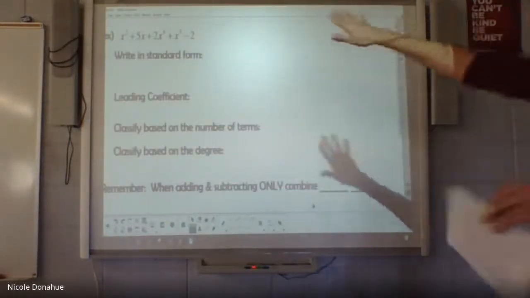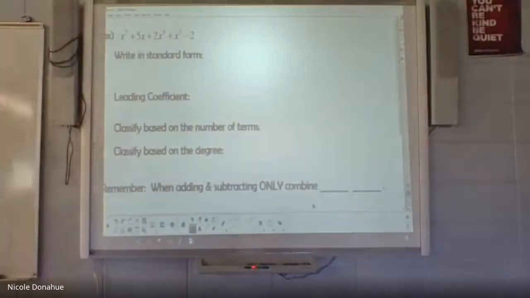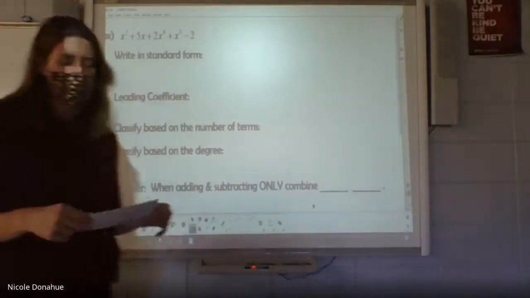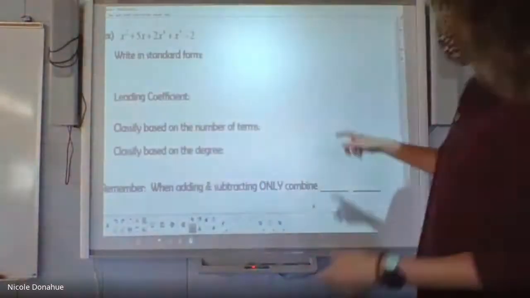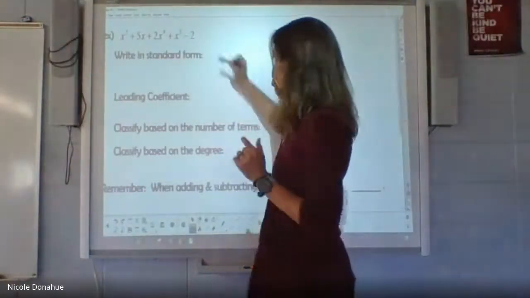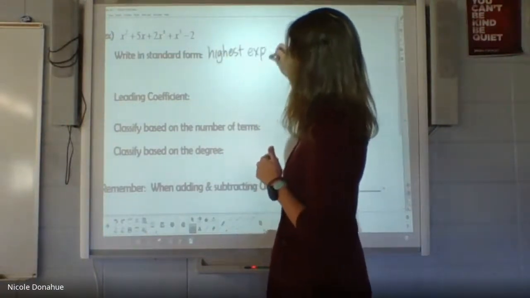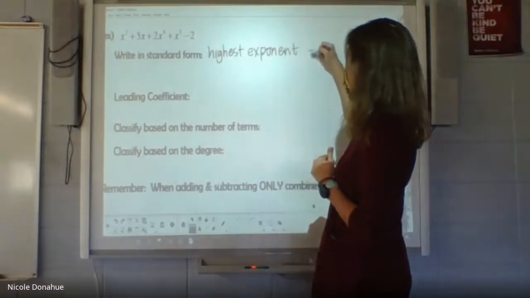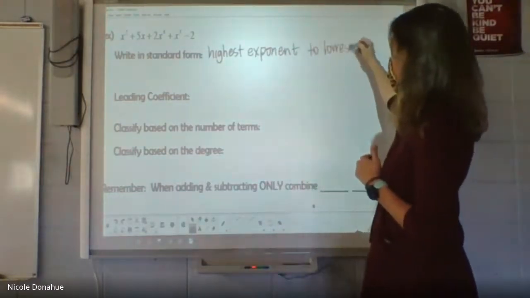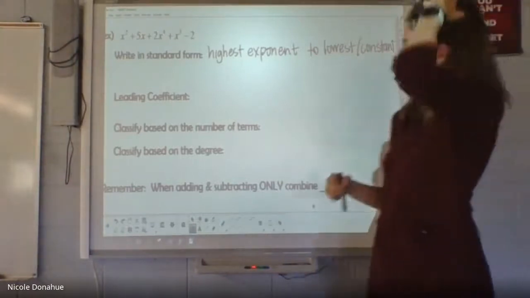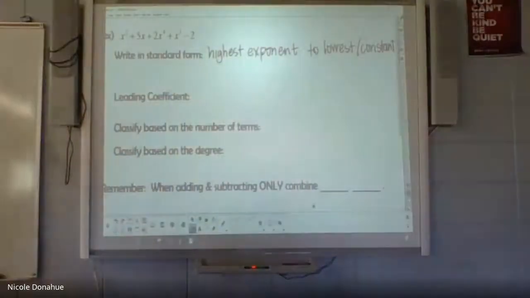With a problem like this up here, one of the things to be comfortable with is writing something in standard form. Again, we did this in algebra. Standard form is when I write it in a specific order. The order I want is the highest exponent down to the lowest, or to the constant. So what term would I write first?